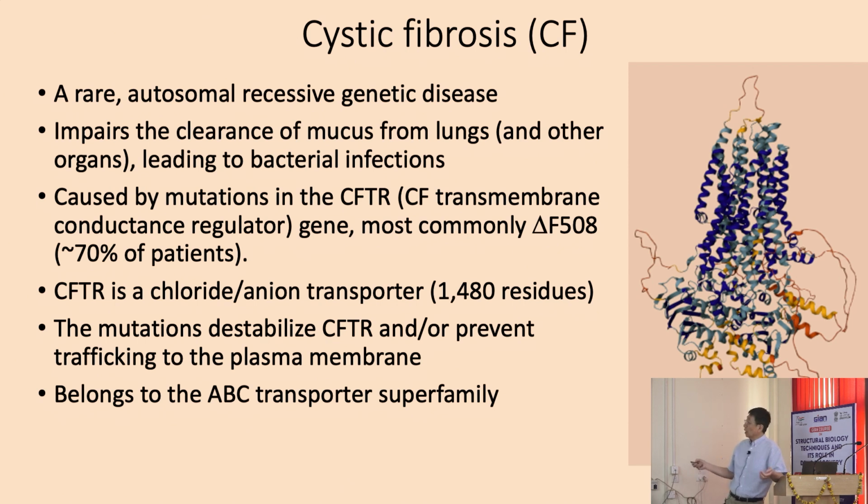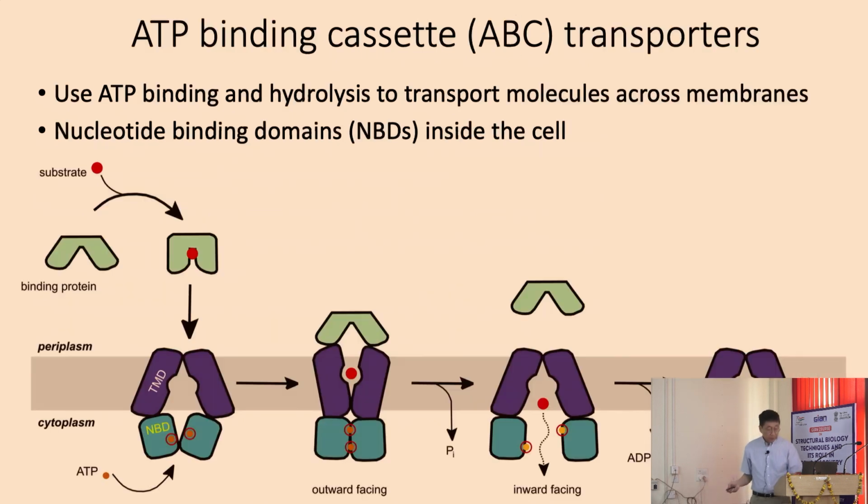And then I skip over this one here. So it's an anion transporter. It transports chloride ions, other anions. And then CFTR belongs to something called ABC transporters. Okay? So what are ABC transporters? ABC means ATP binding cassette. So they have a cassette or a domain that binds ATP.